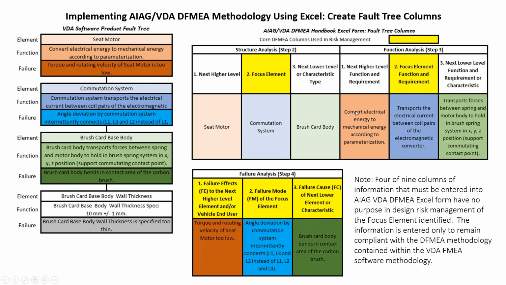But the other interesting thing is these elements in white are not required to do the risk assessment of the commutation system. So those of you using Excel are going to be forced to populate 4 columns of the Excel spreadsheet that serve no purpose whatsoever in the risk assessment of the commutation system.